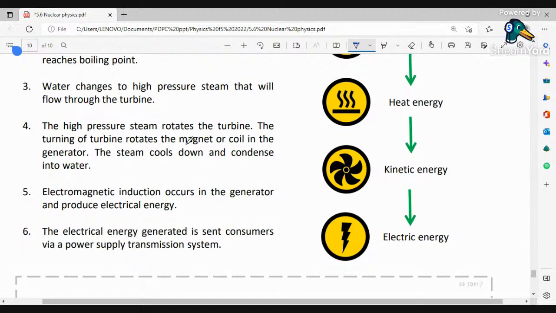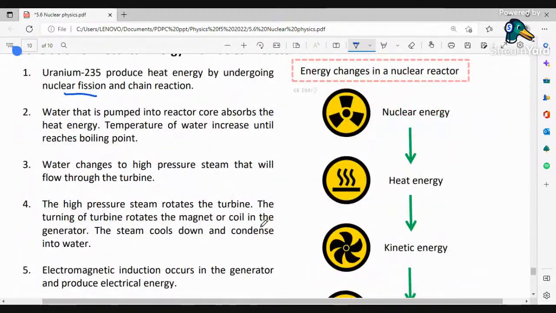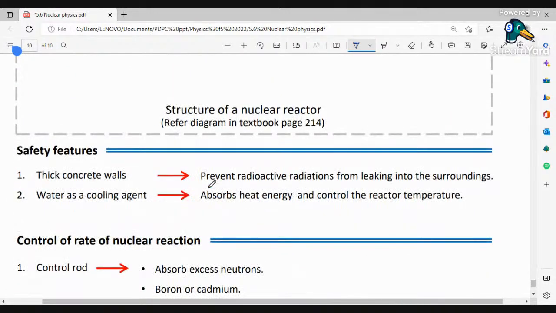The turning of the turbine rotates magnet or coil in generator. The steam cools down and condenses into water. Electromagnetic induction occurs in generator to produce electrical energy. Electrical energy generated is sent to consumers via power supply transmission system. Okay, ini adalah konsep untuk generation of electrical energy guna nuclear reactor. Structure of nuclear reactor, you boleh refer buku teks.